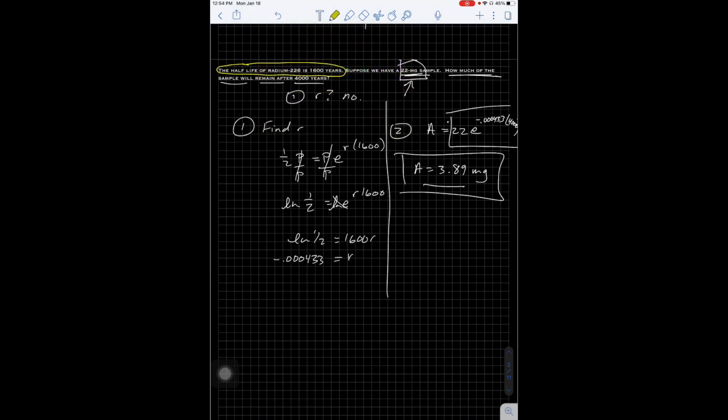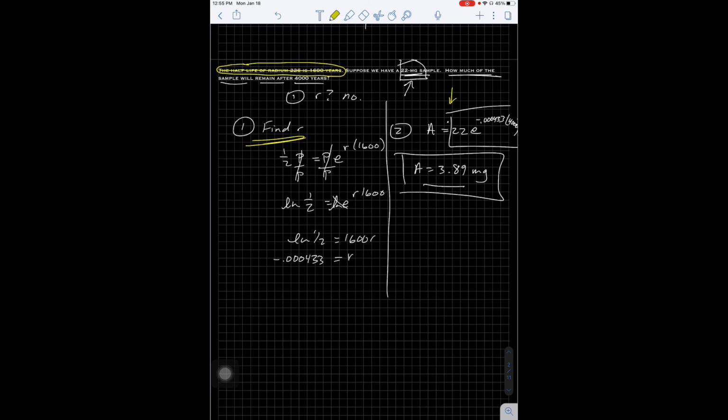Once you use this half-life statement or the doubling statement, you will never use that again. That is only used here to find R. You will never use those numbers over here to actually answer the question. If that's helpful.